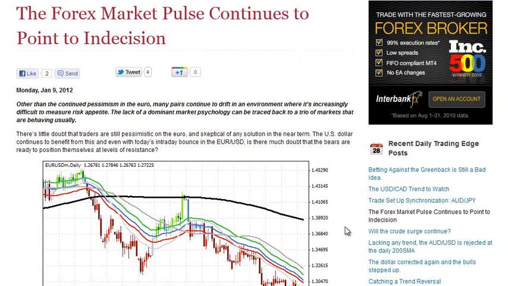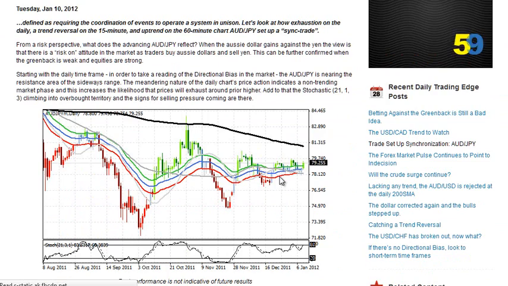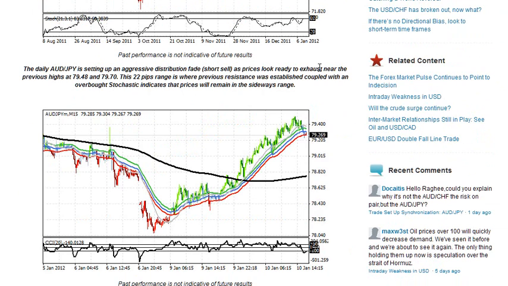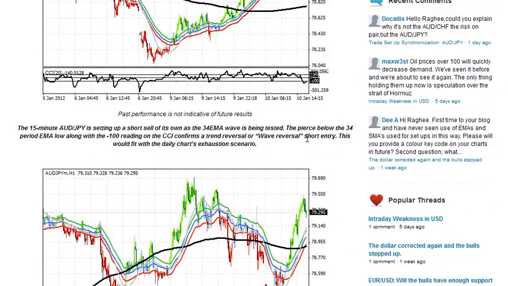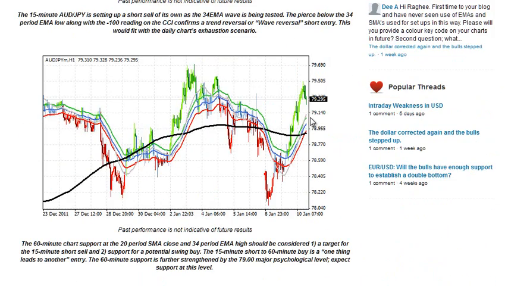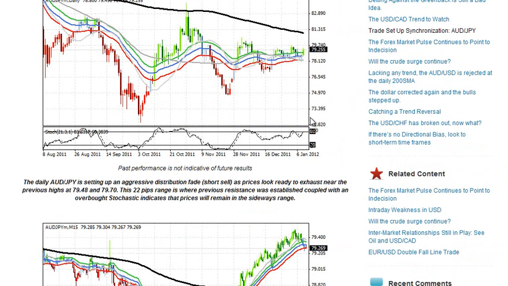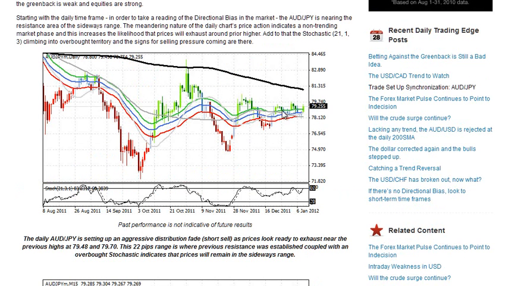I talked about the indecision. I went over to the Aussie yen, which, by the way, on the daily chart has no directional bias, and then discussed a couple intraday plays. One was a short-term 15-minute short play based upon a wave CCI, but then respecting the support of the 60-minute chart. And the reason I was being so cautious and not expecting longer-term follow-through was because of the lack of any kind of trending directional bias.